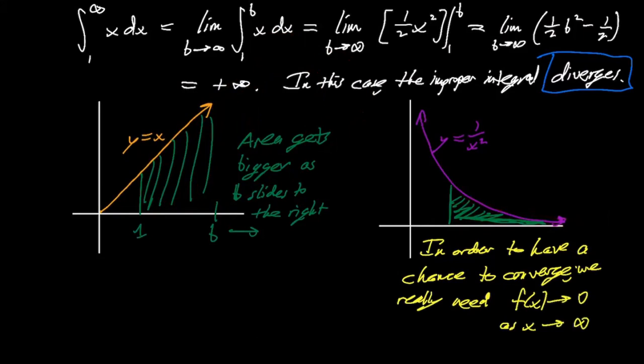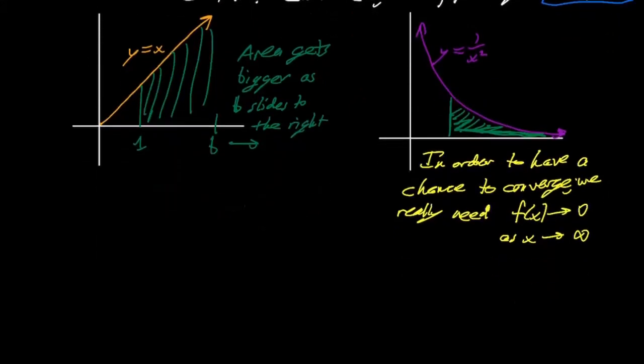Otherwise, you can do things that look almost the same. For example, what if I did f of x is 1 over 100 plus 1 over x squared? All that would do would move this graph up a fraction.